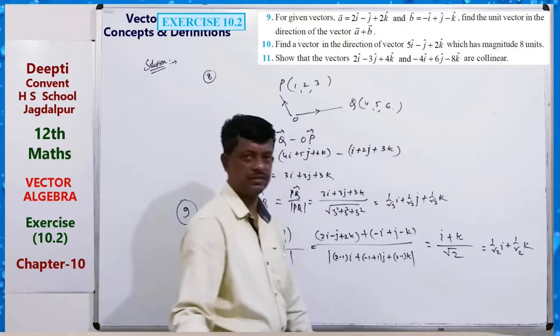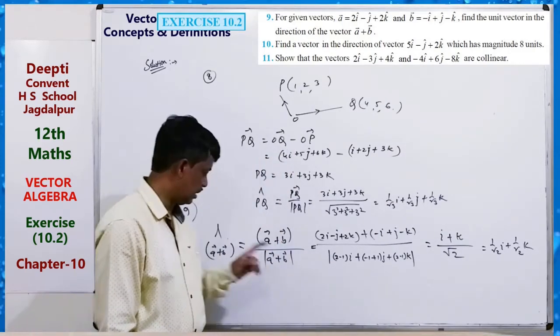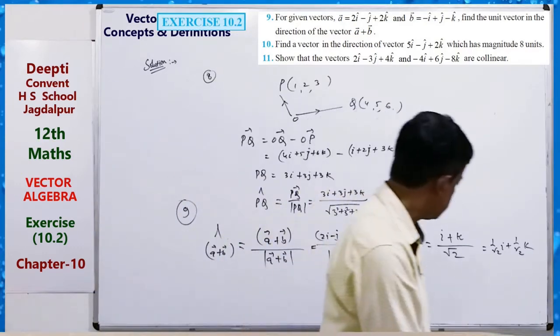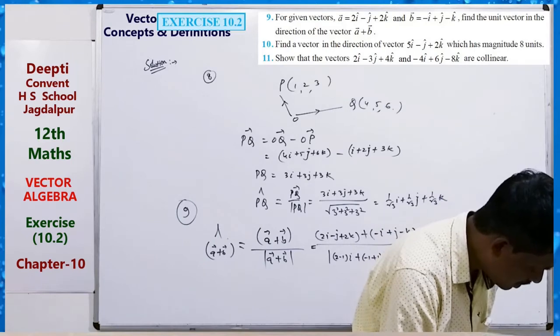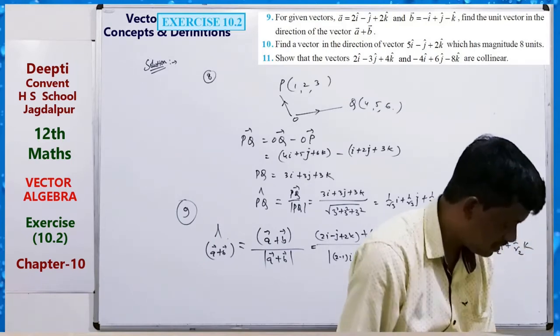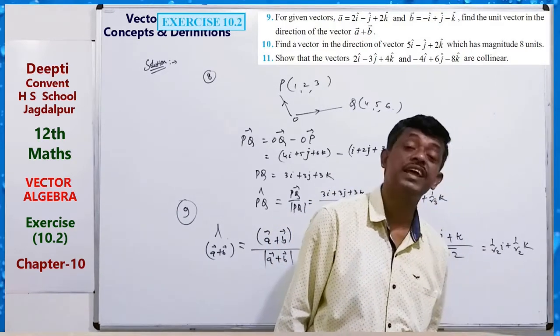So this is a vector. Just sum the two vectors first and then take its modulus, and this is the unit vector along a plus b. Okay, this is the answer of question 9. Question 9 means 1 by root 2 i plus k. Now question 10: find a vector in the direction of this with magnitude 8.